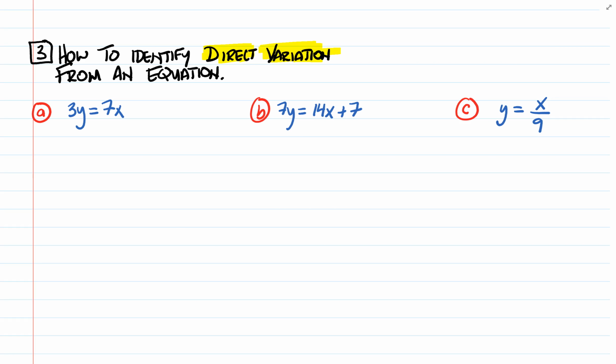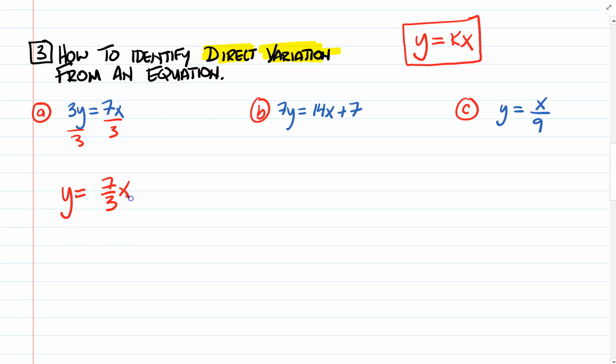Okay, here's box number 3. We want to learn how to identify direct variation from an equation. So I have 3 different examples for you, and I will choose to use red here. So remember, direct variation always has to look like y is equal to kx. So this is one way that we can check and see. If I solve this equation for y by dividing both sides by 3, I would get y is equal to 7/3 x, where 7/3 is acting like the k. So since it is in the form of y equals kx, then I would say that this is, yes, direct variation.